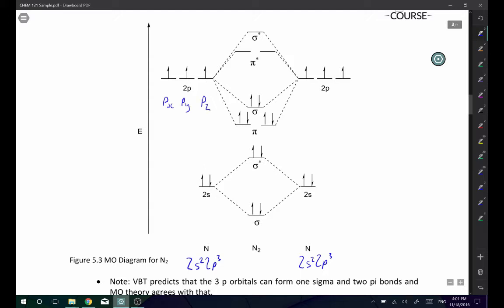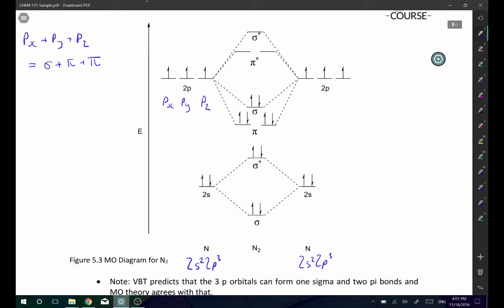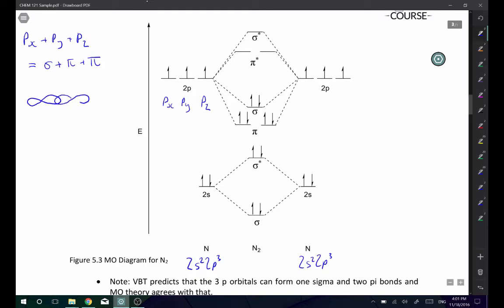And as we've learned from valence bond theory, the three p orbitals combine to give you 2 pi and 1 sigma. So I can just write that on the side here. Px, py, and pz always give you 1 sigma and 2 pi. If you want to know why, you'd really have to go back to valence bond theory. It's to do with the geometry. You're essentially adding the px orbitals, and they combine head-on. So there's a head-on overlap, and that's where the sigma bond comes from.